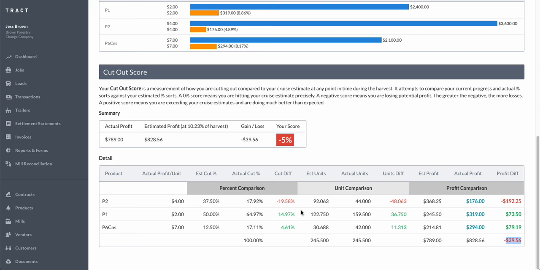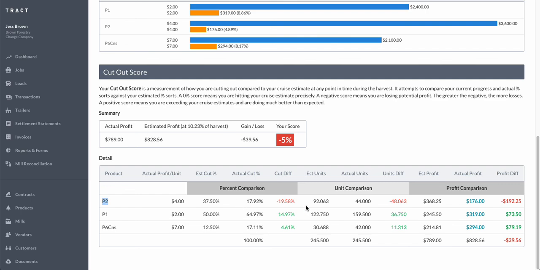There could be a very good explanation for this. Maybe we just haven't gotten into a good stand of trees that would reflect these types of sorts that we want to send to the mill. But if that's not the case, then there could be an issue. This could be an early sign of, hey, my loader man's not sorting these correctly. We're sending way too many P1 products to the mill and not enough P2.